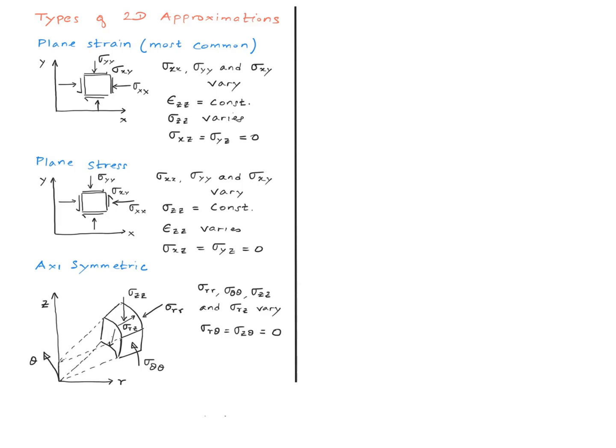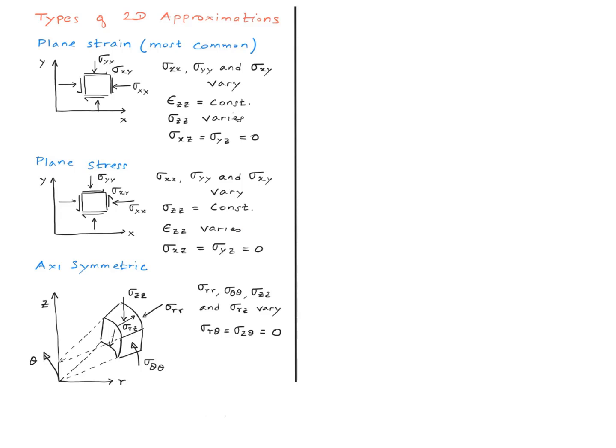In the plane strain and plane stress problems, the stress and strain components in the xy plane vary. The shear components involving z are 0 in both cases. The main difference between the plane strain and plane stress approximation is that in the plane strain approximation, strain in the third direction, which is the direction perpendicular to the paper, remains a constant, which renders the stress in that direction to vary. Whereas in the plane stress problem, the stress in the third direction remains a constant, which makes the strain in that direction to vary.